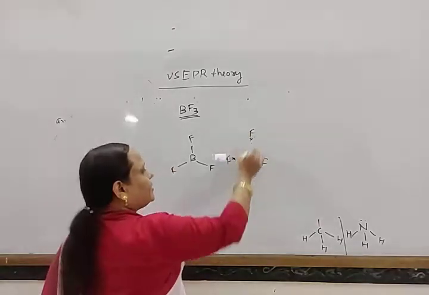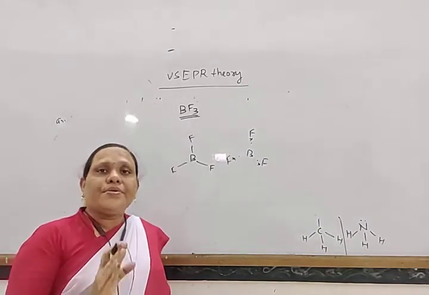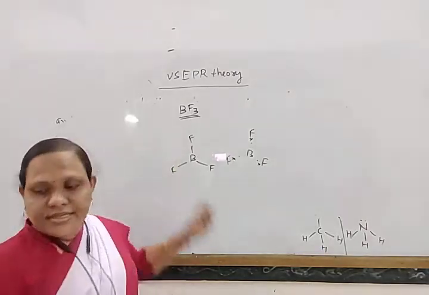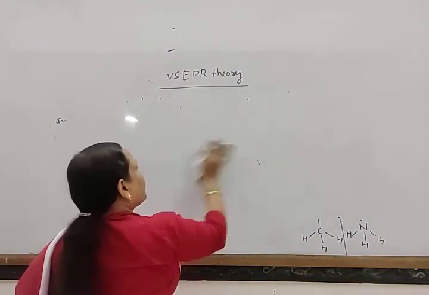In this way, its shape is irregular. So what should be its structure, and what is the actual structure, the actual shape? It is determined from the valence shell electron pair repulsion theory. So how can we determine it?